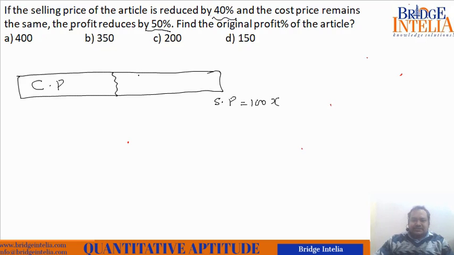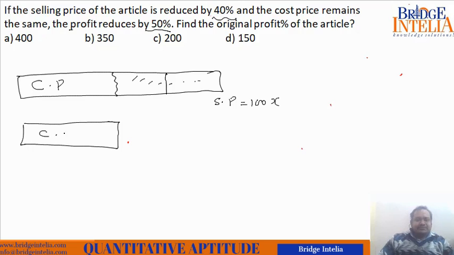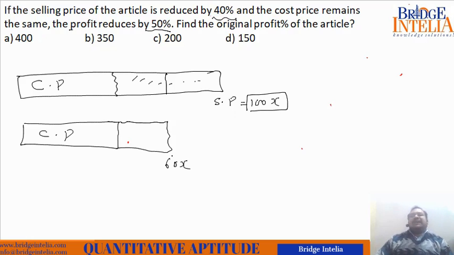So earlier this entire portion was the profit. Now the profit reduces to half. So cost price remains the same as before, but profit now becomes half. Why? Because now the customer is not paying you 100x, the customer is paying you only 60x. It means this portion is equal to 40x. So if this is equal to 40x, this part must also be equal to 40x.